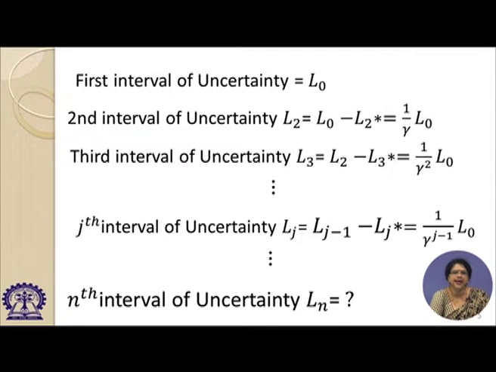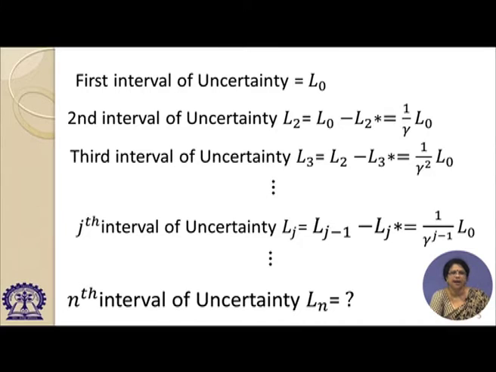And the second interval of uncertainty would be L naught minus L2 star, because we have considered 2 points, that is L2 star distant apart from both the ends. After using the region elimination technique, one part will be eliminated. That is why the new interval of uncertainty would be L naught minus L2 star, that will be L2. In this way we will proceed, and the jth would be Lj minus 1 minus Lj star.